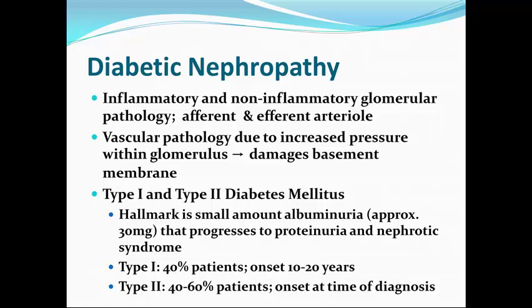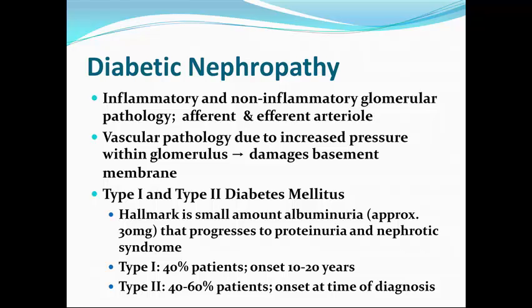Now, diabetic nephropathy has both an inflammatory as well as a non-inflammatory glomerular pathology, but the pathology is in the glomerulus. The inflammatory pathology is a result of an elevated blood sugar being pro-inflammatory, as well as the inflammatory effects of glycated end products of glucose metabolism. The non-inflammatory pathology is due to the vessel damage that occurs with accelerated atherosclerosis, as well as changes to the vessel from the diabetes or the metabolic syndrome.